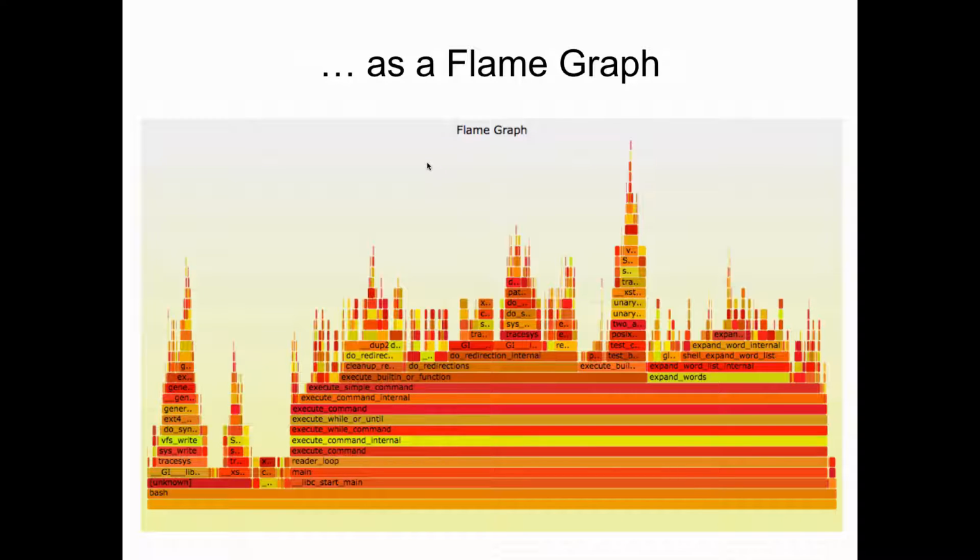So with flame graphs, on the y-axis is the stack depth. At the bottom is where my threads start, and then I can see it stacking through code. The top edge is what's running on CPU. The color, in this example, is just random. It's not that important. And the x-axis is merely the population.